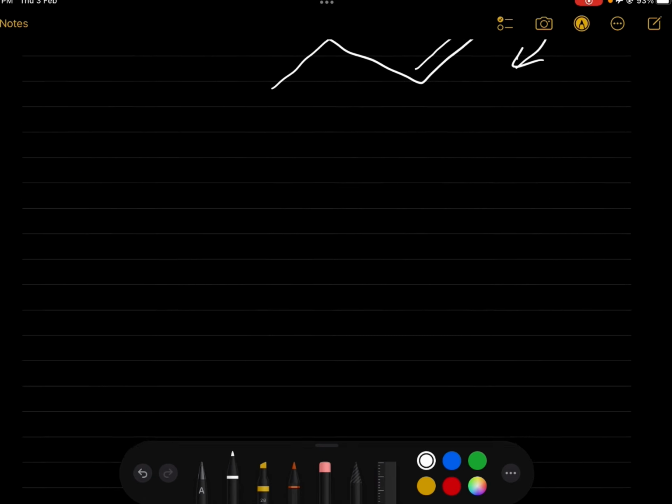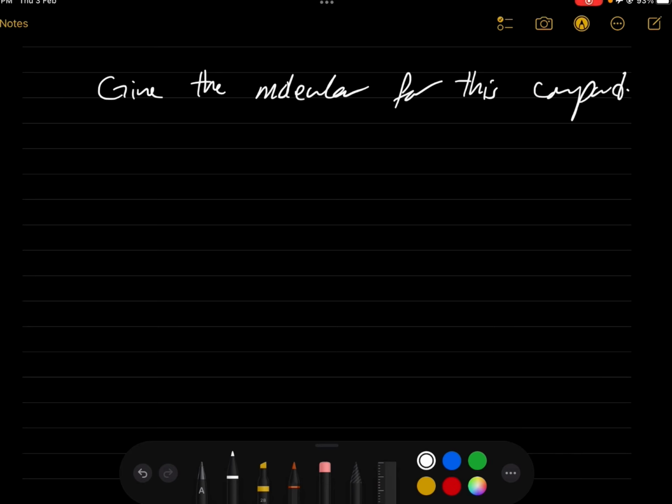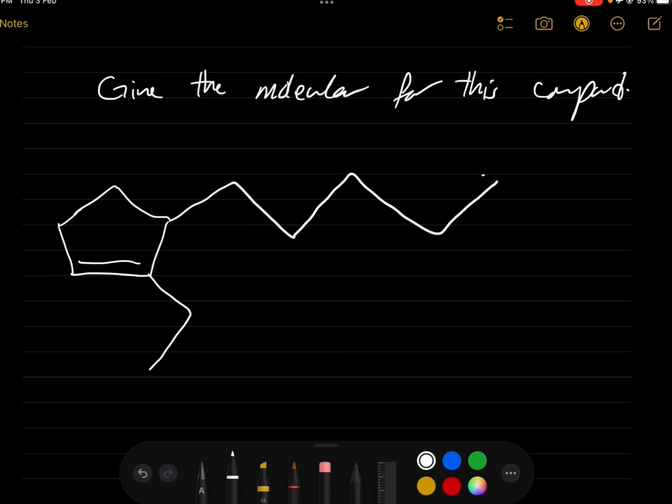Let's take another example. If I ask you to give the molecular formula for this compound, it is a little bit complicated. Suppose that you have this, you have a double bond here, and I'm going to put it like this. Here we have OH, and here we have Br. So how can I get the molecular formula?